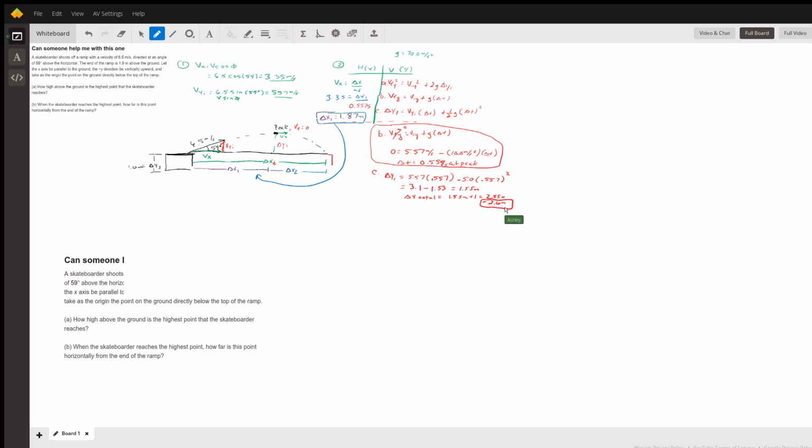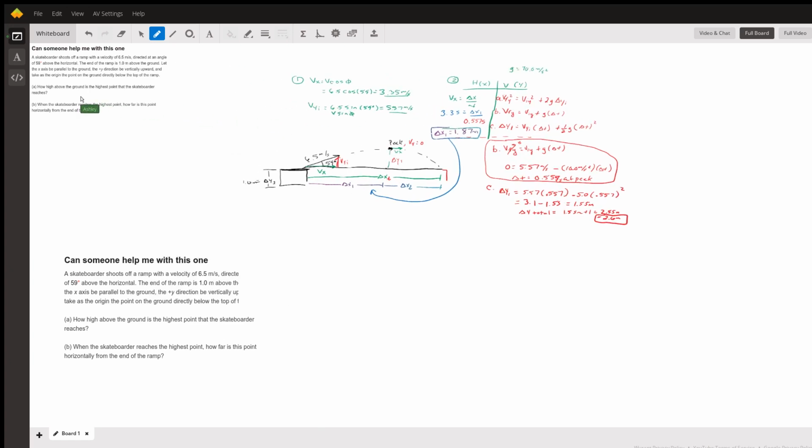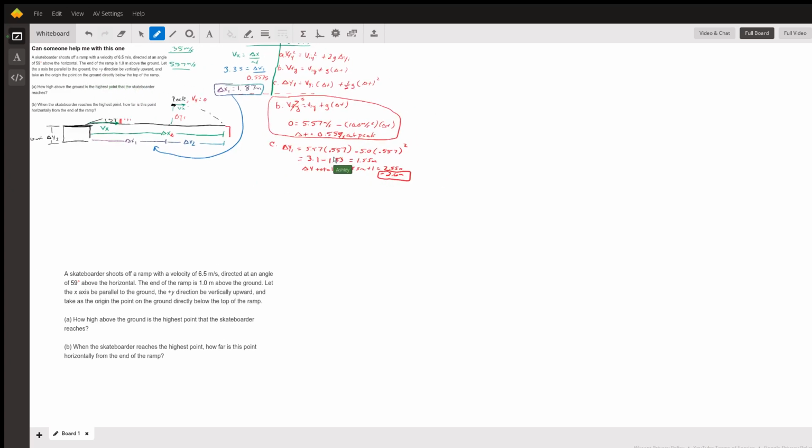Okay, so 2.6 meters. So your answer then, if you're looking at your question for B, how high from the ground is the highest point that the skateboarder reaches. They're saying the highest from the ground, and so that's the extra 1 meter that you need right here, right? So solve for your change in y, just from here to here, and that's going to get you 1.55. Add on the 1, and you're now at 2.55, or 2.6 if you round off.